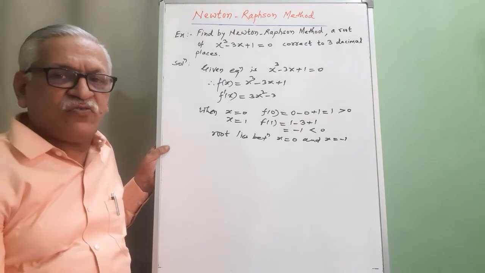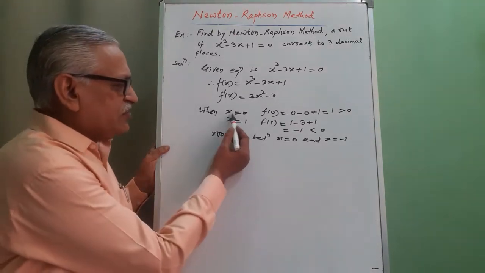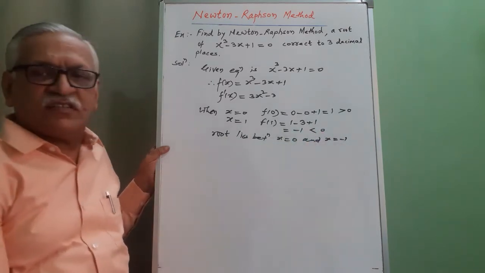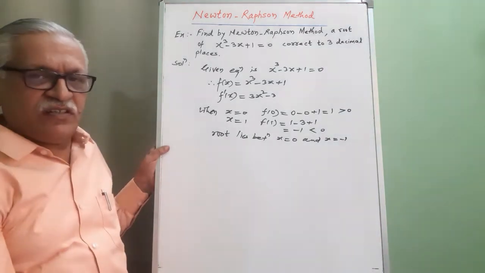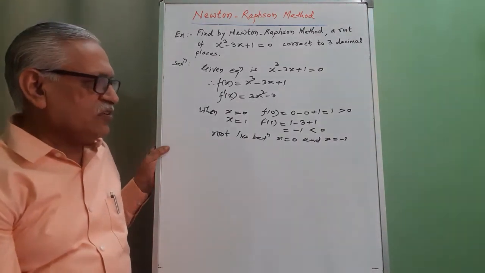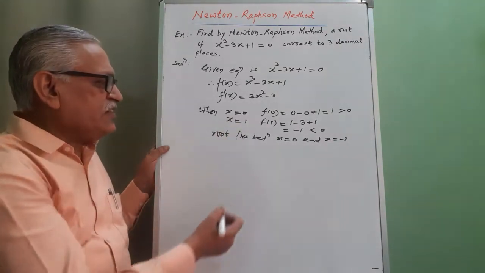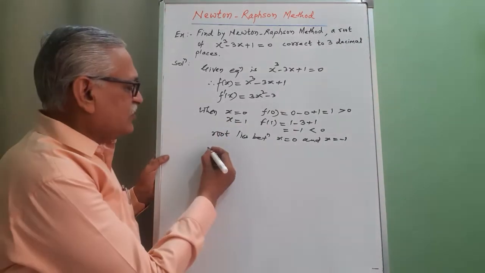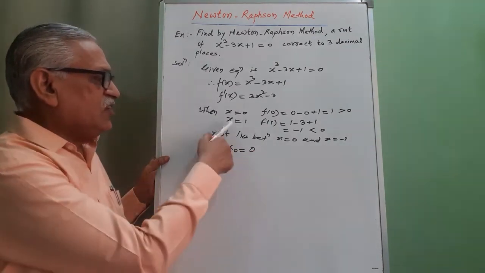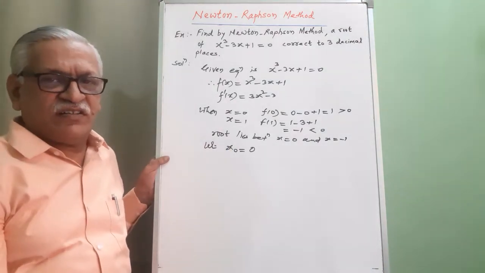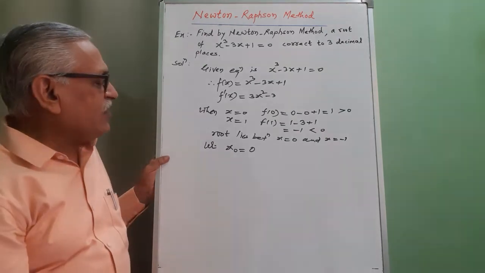Out of these two values, we have to consider one of them as the initial guess value. For x equal to 0, we get 1 as the function value, and for x equal to 1, we get minus 1 as the value, whose distance from 0 is the same. Therefore, we can consider any value as x0. Let x0 be 0, or we can consider x0 as 1. In the same number of iterations, we get the required value.